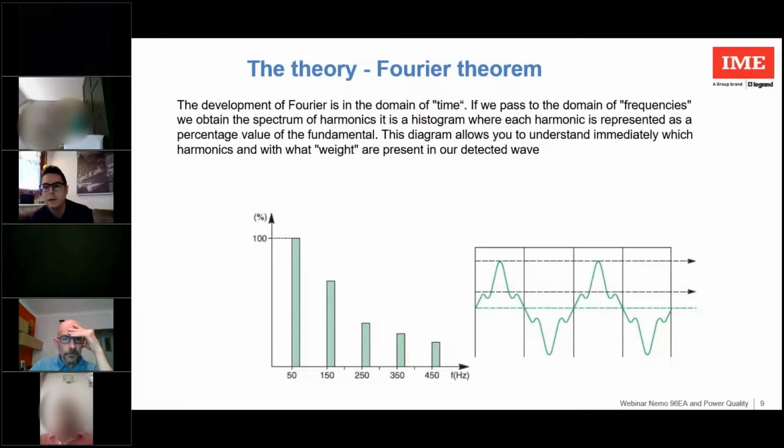The graph that we saw previously was in the time domain. But if we move from the time domain to the frequency domain, we get the histogram, which surely you would have seen, called the harmonic spectrum. With this diagram, it is very simple to understand the weight of the harmonics present in our network. If you want to go deeper into this topic, in this presentation that you can download after this webinar, there will be other slides about it, so you can go deeper and improve your knowledge.